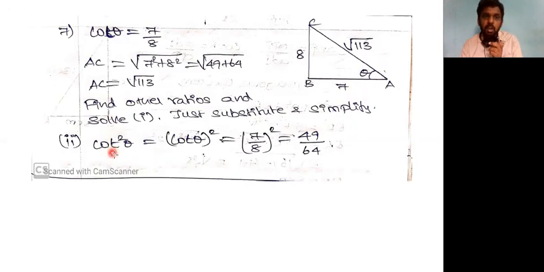Second subdivision is cot square theta. So cot square theta is nothing but cot theta the whole square. Find the value of cot theta and just square the value. As we know, cot theta is equal to 7 by 8. So the square of 7 by 8 is 49 divided by 64. Nothing else.